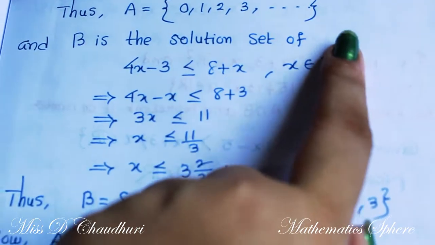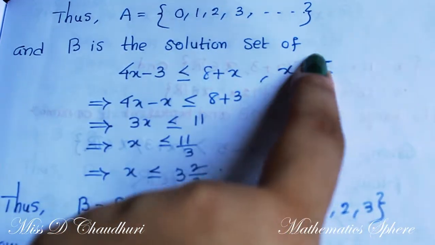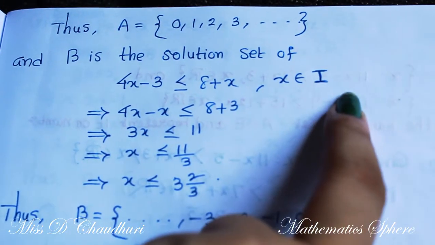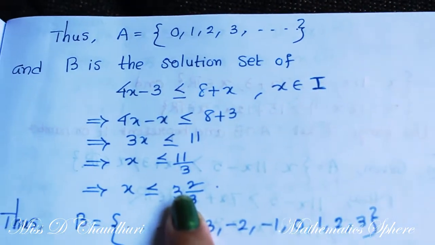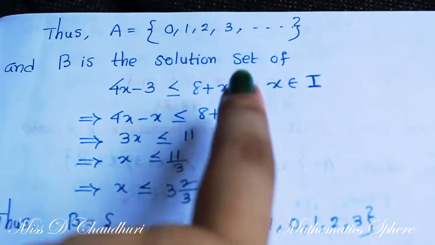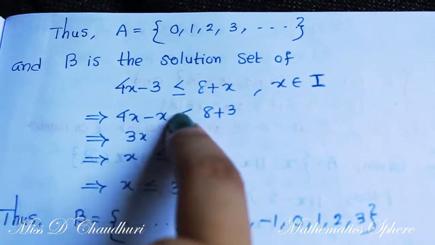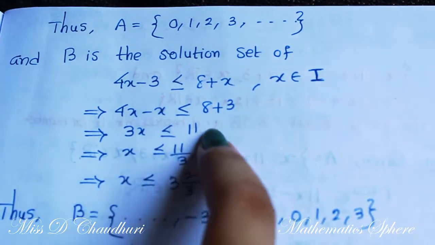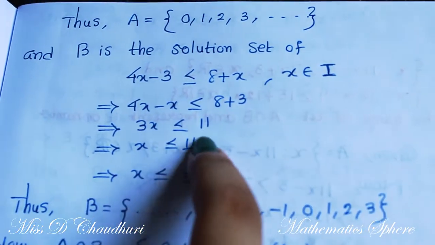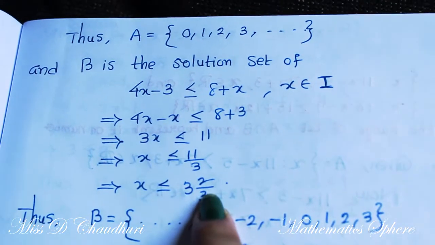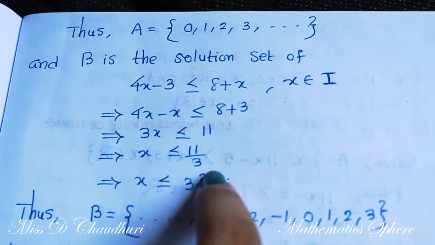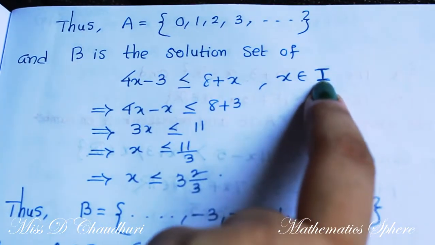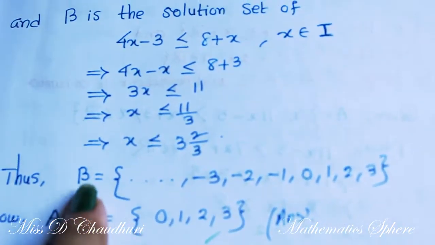Now the second part says that B is the solution set of 4x minus 3 less than or equal to 8 plus x, where x belongs to I. In the same way we are going to solve this inequality also. So you shift x to this side, minus x, and 3 comes to the other side as positive, so 3x is less than or equal to 11, x is less than or equal to 11 by 3. In mixed form it is going to give us x less than or equal to 3 and 2 by 3.